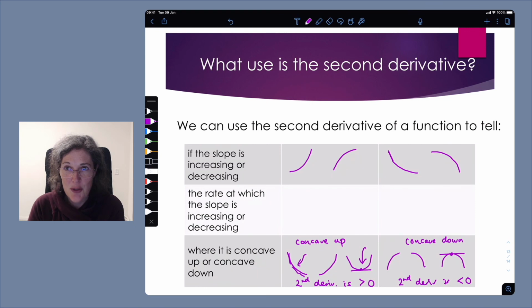Okay, so that's it for recapping derivatives. Please spend some time. There are quite a few questions on the quiz about this. We will be carrying on using this next week. So please, make sure that it's rock solid.